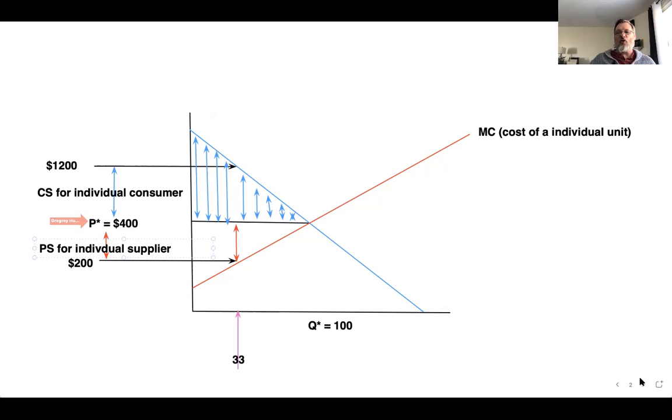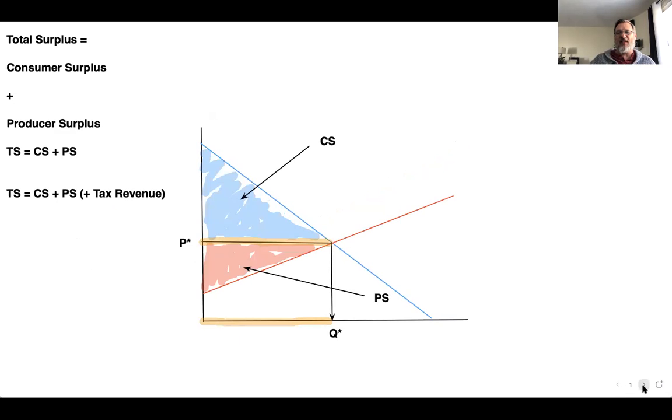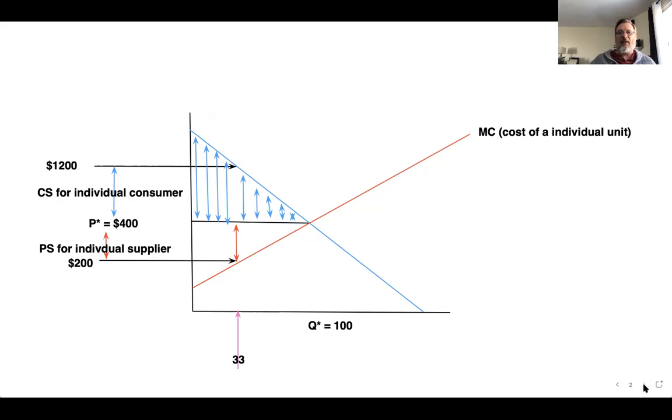Okay, so you have to keep track of these two different concepts, the difference between consumer and producer surplus aggregated for the whole market and those of an individual participating in the market. Okay.